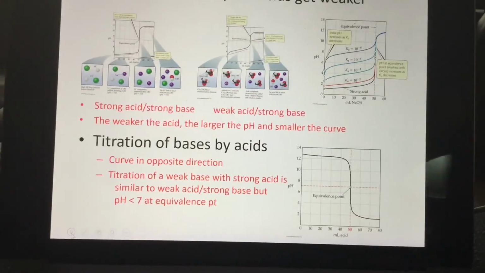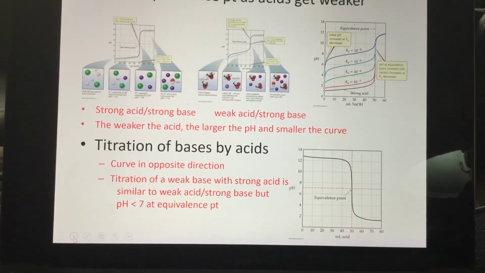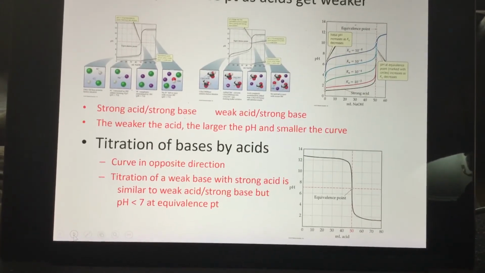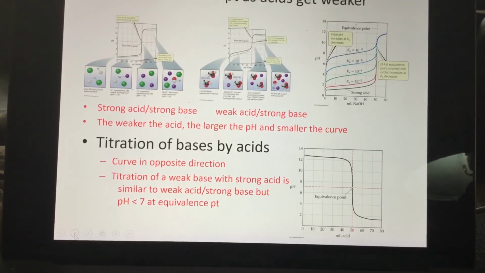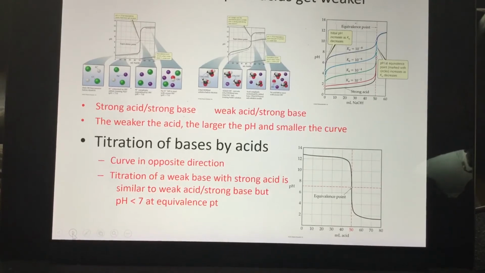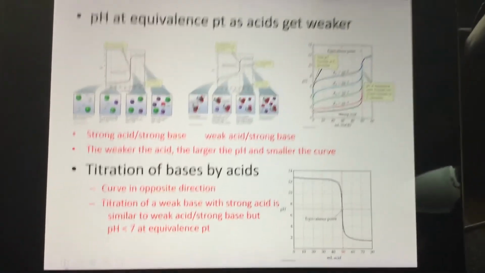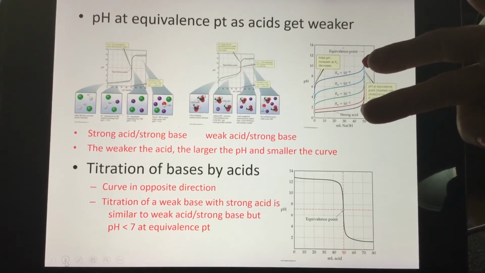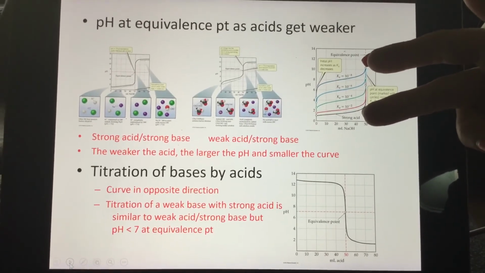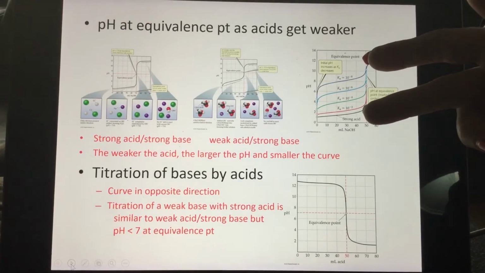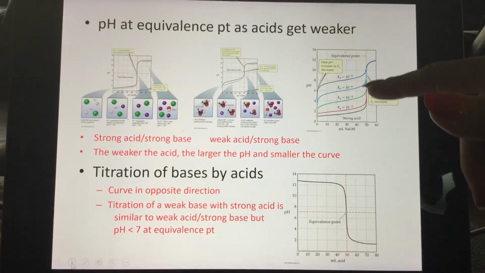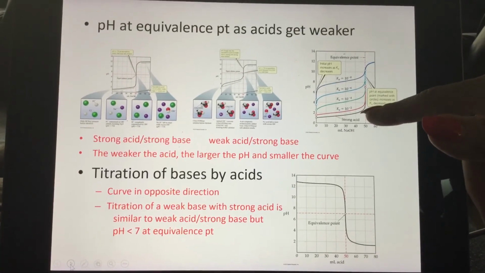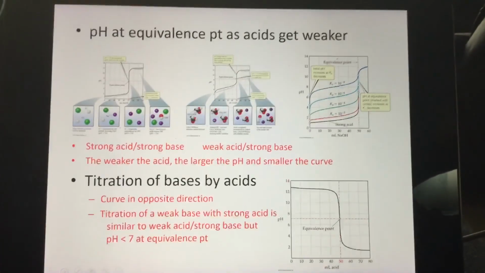And then titration of a weak base and strong acid is the same, but again, the equivalence point now will be less than 7. So if we were to just flip this upside down, we would have the curve of titrating a weak base with a strong acid. The equivalence points for those would all be less than 7.